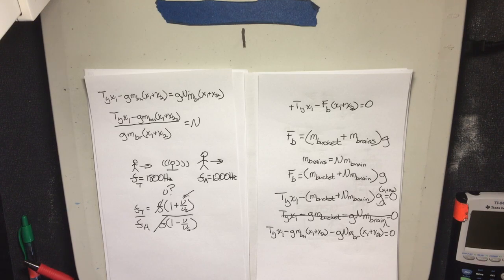So, a moving observer, yes. Source is F over whatever their associated bracket.